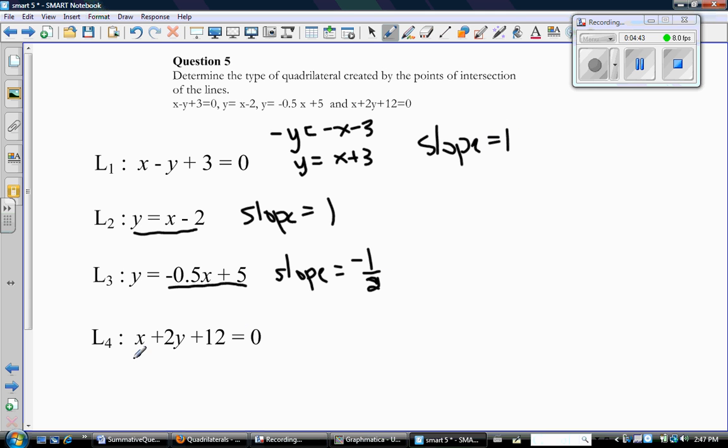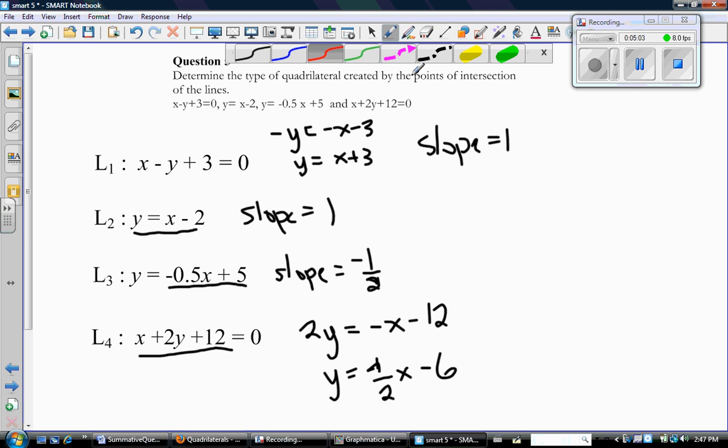And then down here, I'm going to do the same thing with line 4. I'm going to rearrange it. So isolate the y term, and then divide everything by 2. So negative 1 over half x. Negative 12 divided by 2 is negative 6. So all of my lines, I know their slopes.